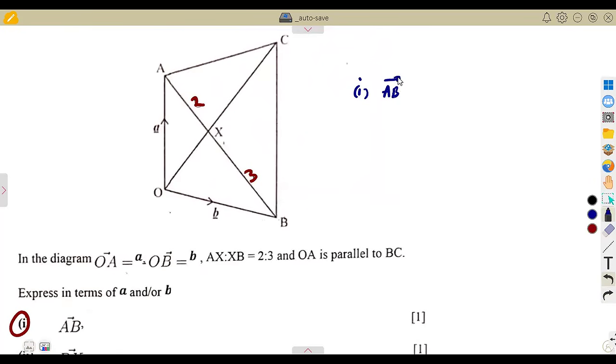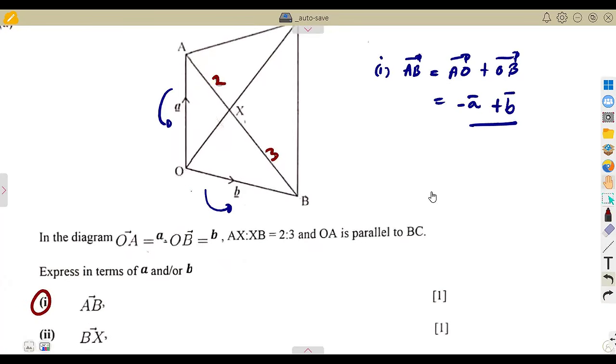Remember, the vector AB is the route that you're going to take from A to B. We can consider A to O, then O to B. That is A to O plus OB. From A to O, you are opposing the vector, so that is minus A. O to B, you are maintaining the vector, that's plus B. So that's it. You've got your vector AB.